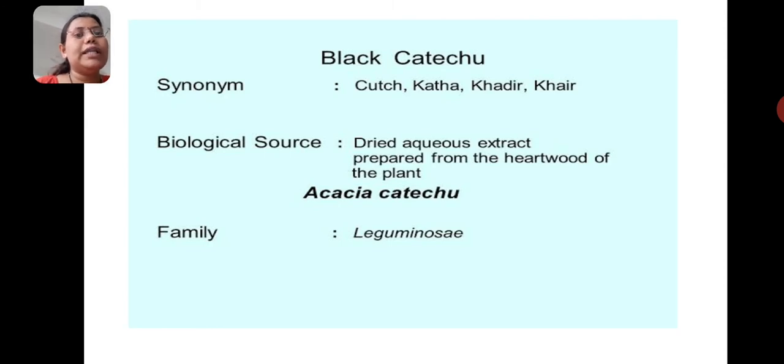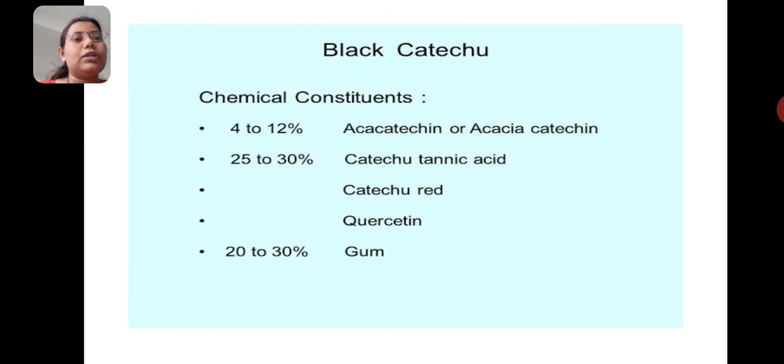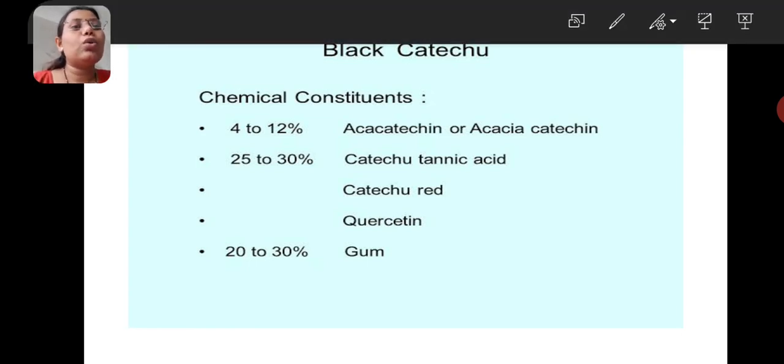Biological source. It is obtained from the dried extract from the heartwood of plant Acacia catechu, which is belonging to family Leguminosae. It contains catechutannic acid, catechu red, quercetin and gum. All these ingredients are similar to our pale catechu. Only difference is that it also contains acacatechin, similar to the name of the plant. So this is an additional agent which is present in black catechu.